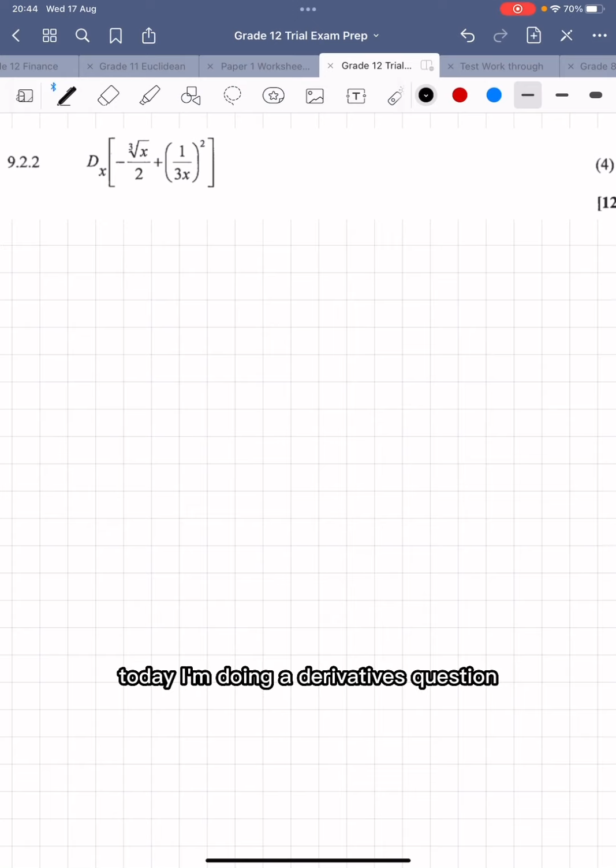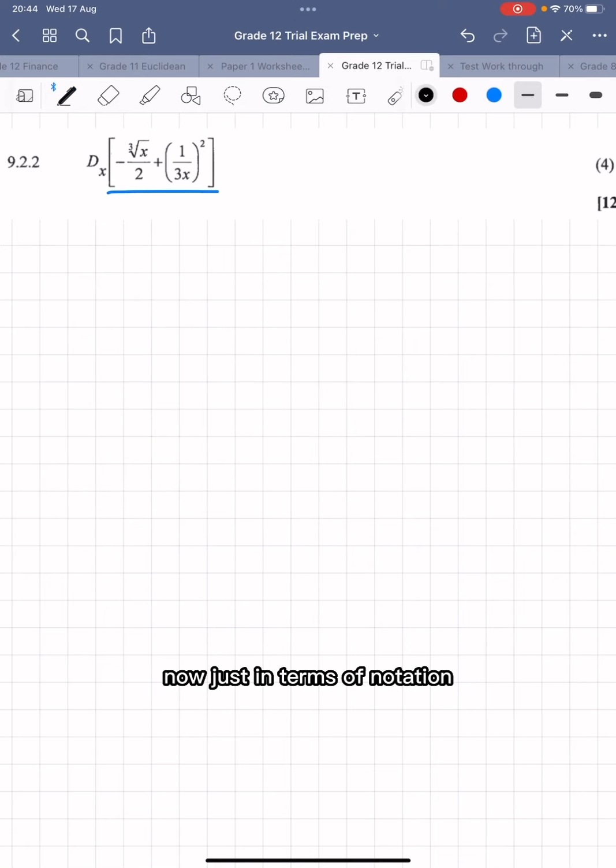Today I'm doing a derivatives question. Many of you asked for calculus. I'll be doing more calculus videos tomorrow, but just for today, this 4-mark question from last year's November exam paper, they're asking us for the derivative of this whole expression that is in these square brackets.